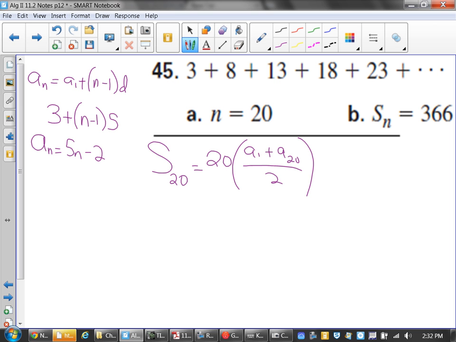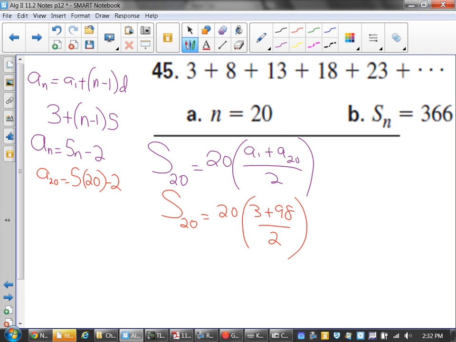The 20th term will be 5 times 20 minus 2, otherwise known as 98. The first term was 3, so the sum of 20 of them will be 20 times (3 plus 98) all over 2.